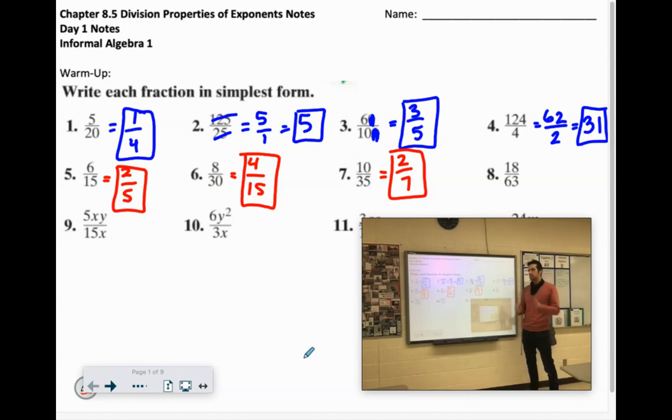18 and 63. Ooh. 9. Oh, 9 goes into 18 2 times. 9 goes into 63 7 times. All right, I'm going to scooch up here.